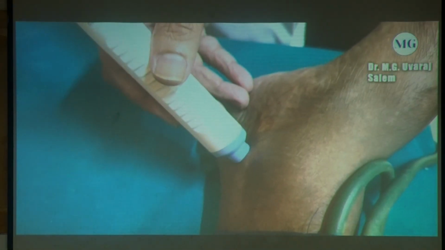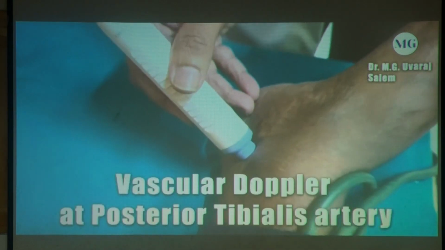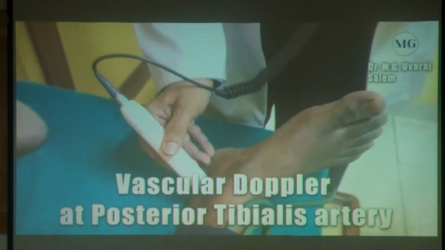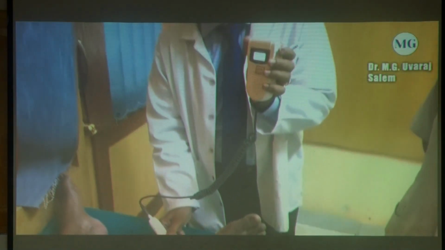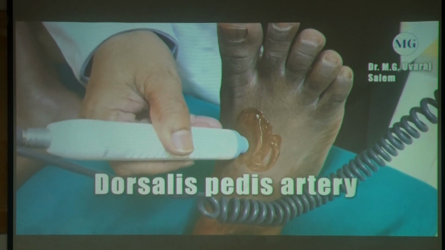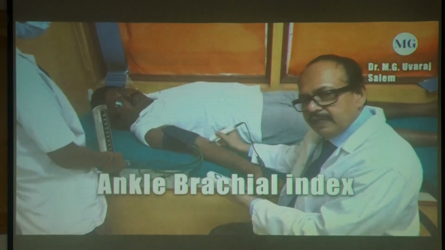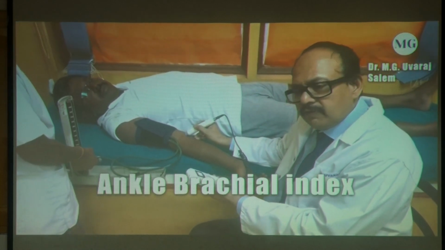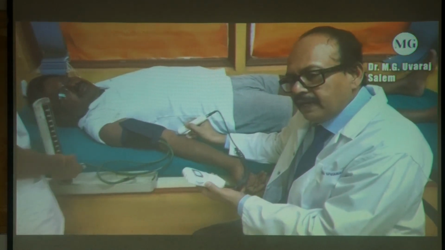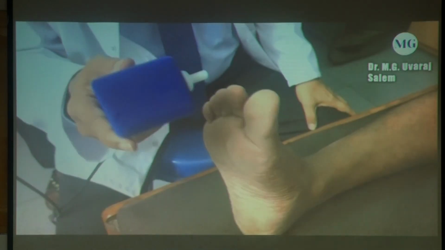Next, vascular: posterior tibialis with the pocket Doppler, and dorsalis pedis artery with the pocket Doppler. An important test is the ankle brachial index. Vibration sense by biothesiometer.